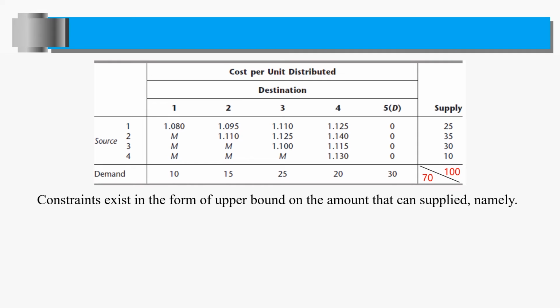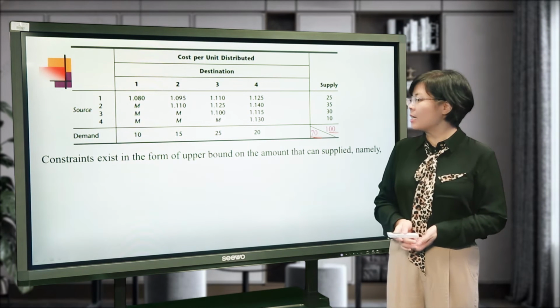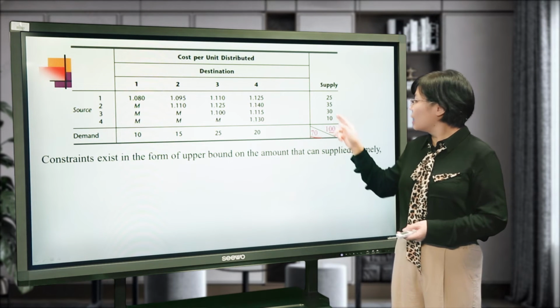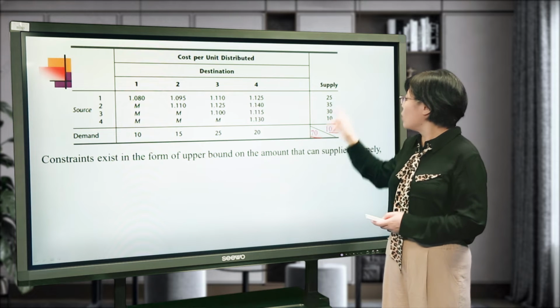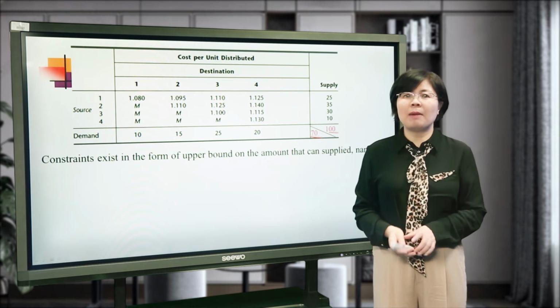The supply sum: you can see the total supply is 100 and the total demand is 70. We can see that the supply is more than the demands.